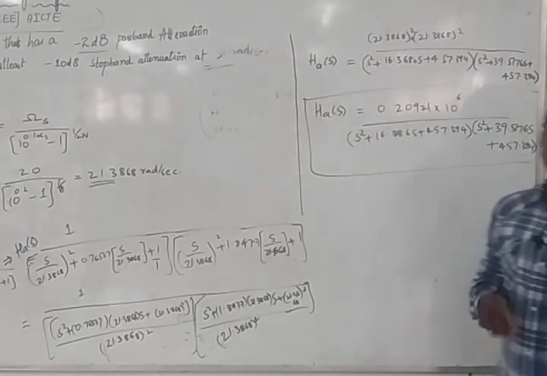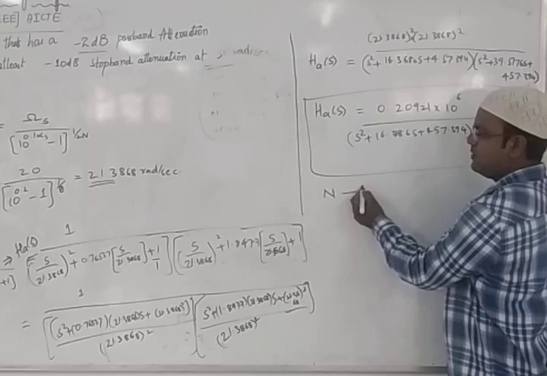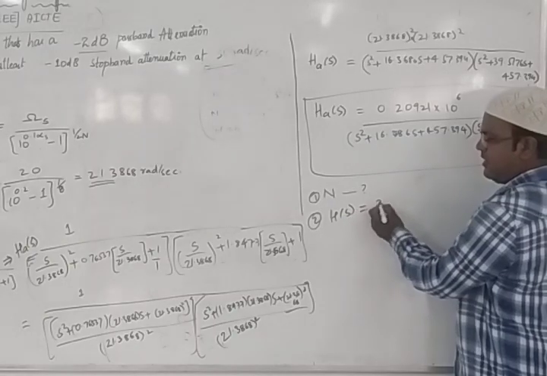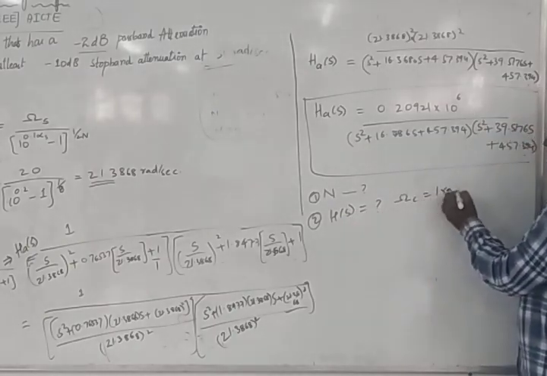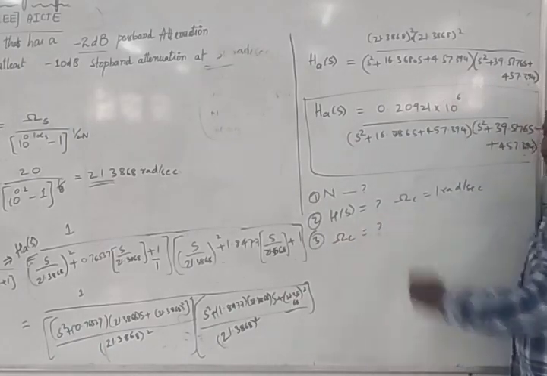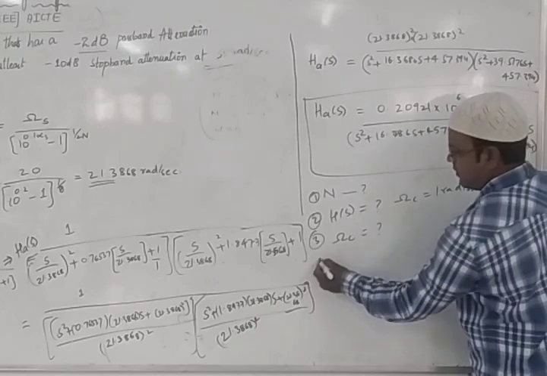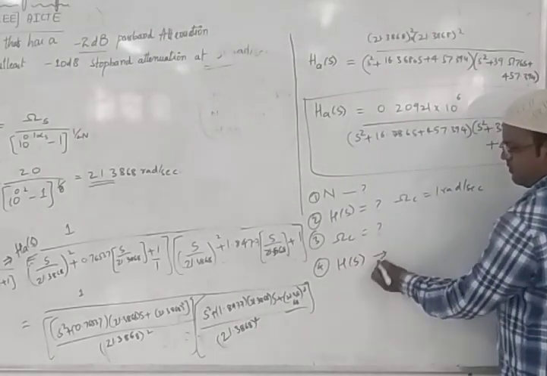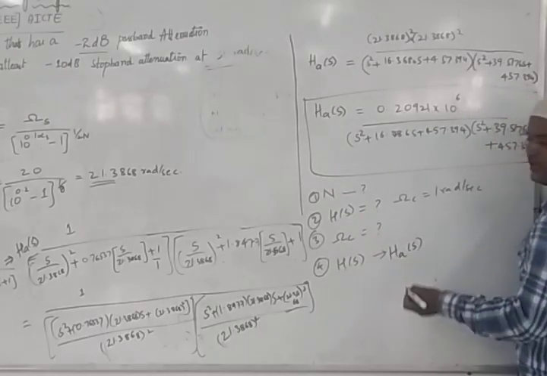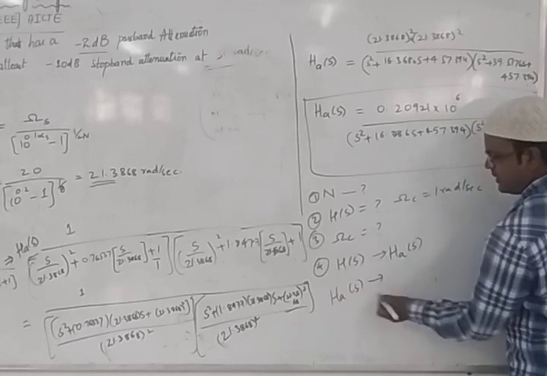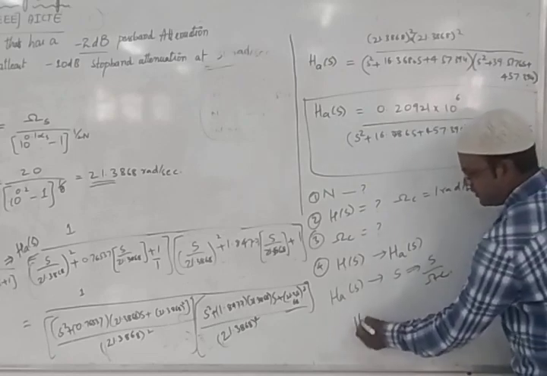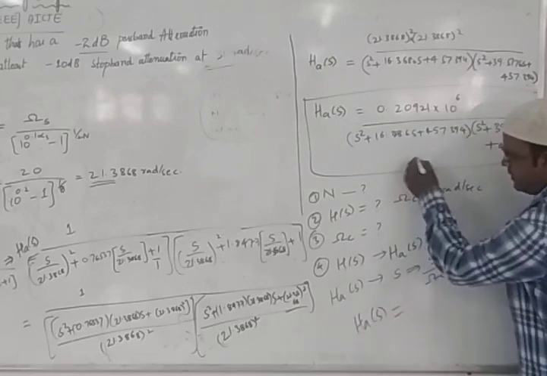So what are these various steps we did, students? First we found N. What is the second step we did? We found the H of S by assuming the critical frequency as 1 radian per second. Next step what we did, students? We found the critical frequency. After getting the critical frequency, what is the next step? We substituted this critical frequency in H of S. How do I substitute this in H of S? By making it HA of S. How can I make HA of S? HA of S can be made by taking S tends to S by omega C. Then I found the last answer, HA of S. That is my particular answer.